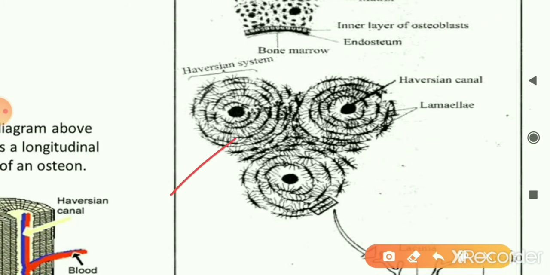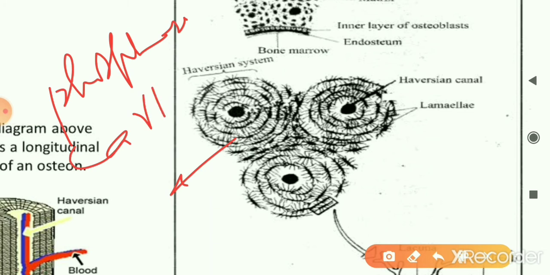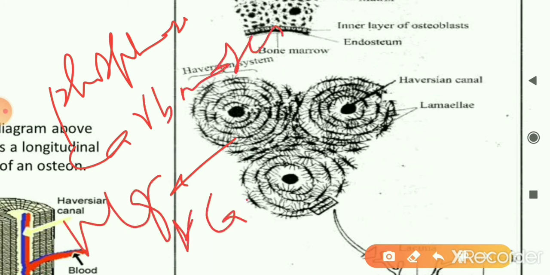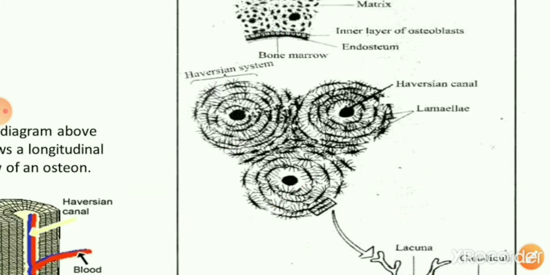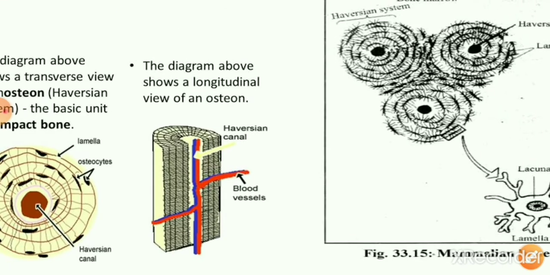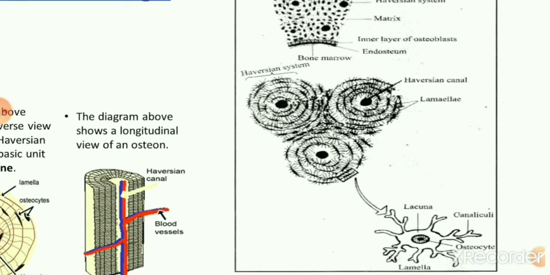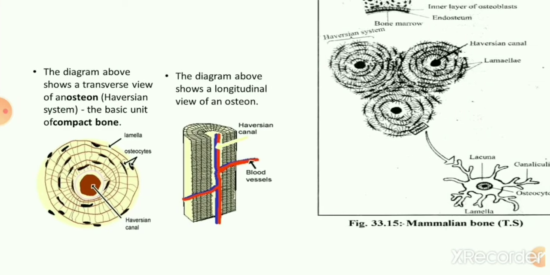The matrix contains the phosphates and carbonates of magnesium and calcium. So the matrix of bone has mineral deposition, which you find quite less in the case of cartilage, and due to this mineral deposition the bones become quite rigid. Okay, they are much more rigid when compared to the cartilages, right?